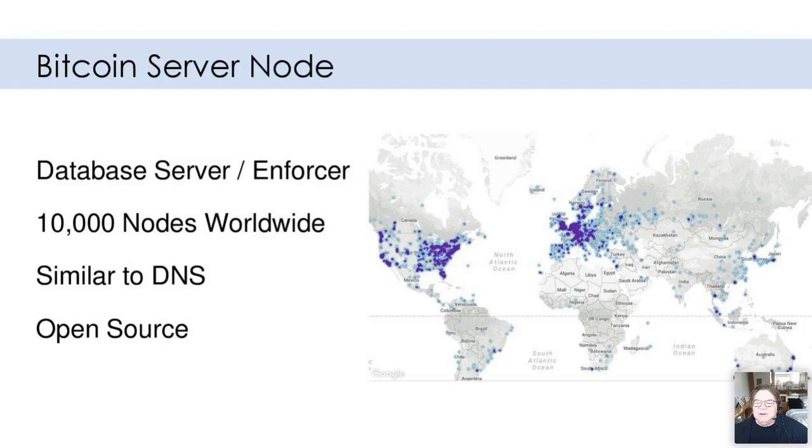There are about 10,000 nodes worldwide, and this map shows you where they are throughout the world, largely in Europe and the US. And those servers serve to enforce the Bitcoin rules, as well as to keep duplicate copies of the transaction database themselves, much like DNS, which is the domain name server that the web uses to equate English language names to IP addresses. And the Bitcoin server software is open source, so anyone can install it.